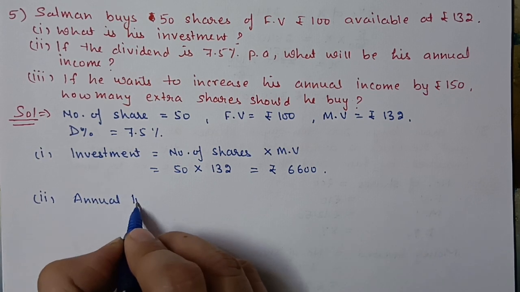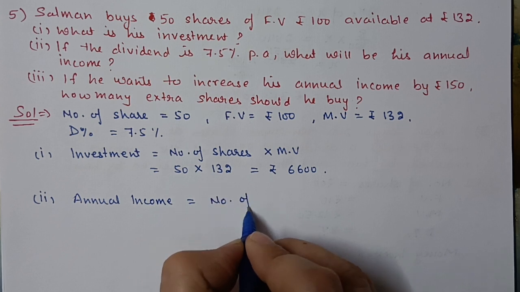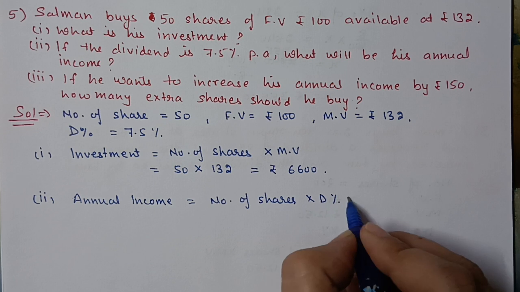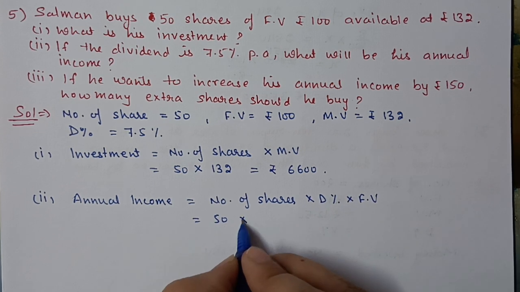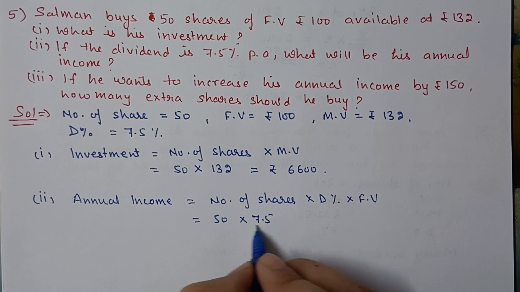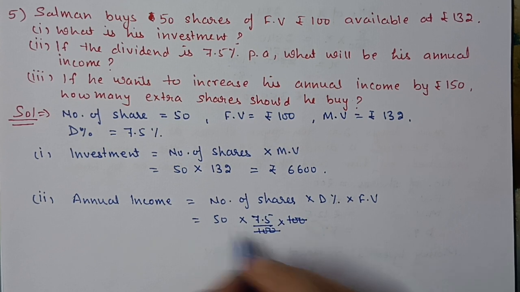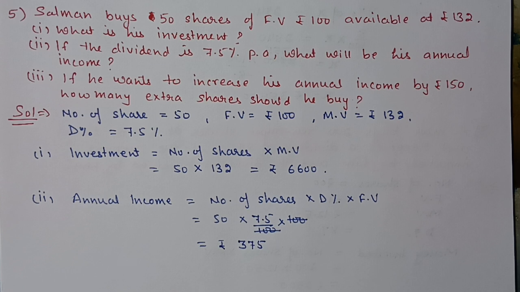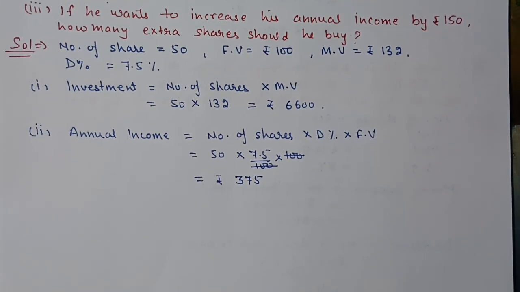For the second part we have to find out his annual income or dividend. Annual income is equal to number of shares multiplied by dividend percentage multiplied by face value. He has to purchase 50 shares. Dividend percentage is given 7.5% into face value is 100 rupees. You can cancel out, and after multiplication we are getting 375 rupees.